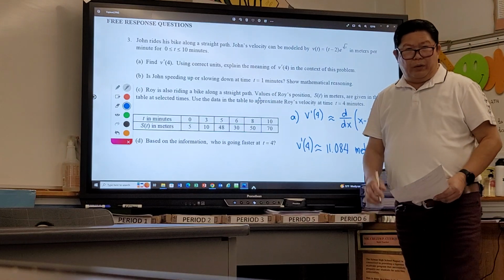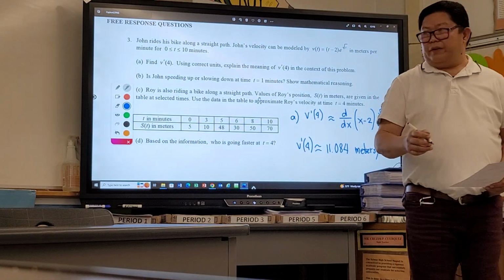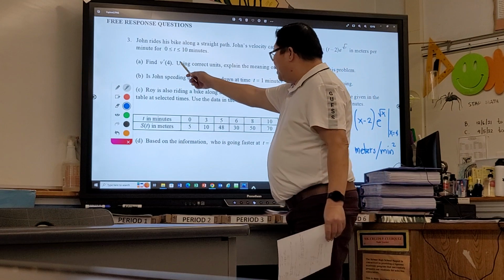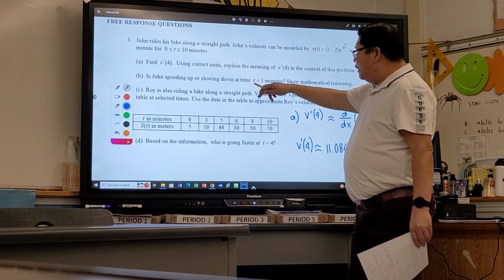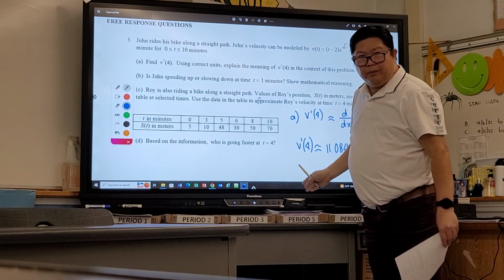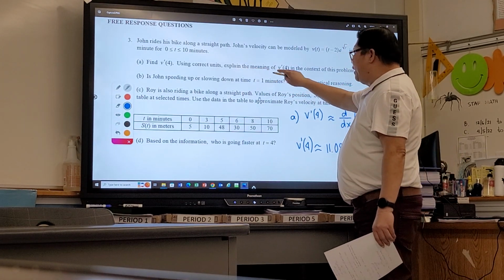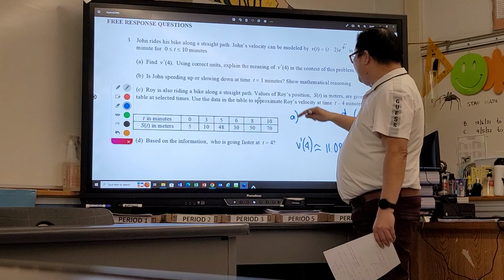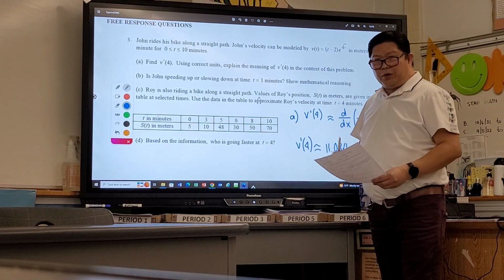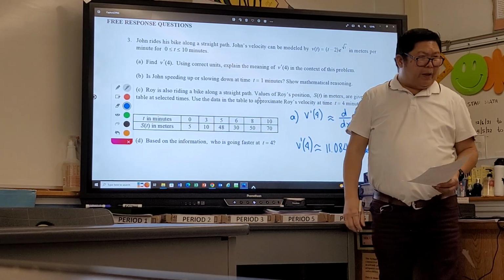Okay, now we should be careful with the unit, because the problem says using correct units. And then are we done for the problem? We are not, because the next is explain the meaning of V prime of 4 in the context of this problem. So how do we explain now?